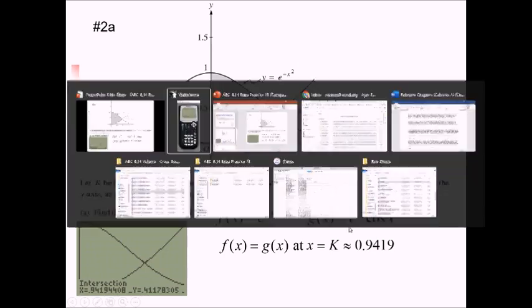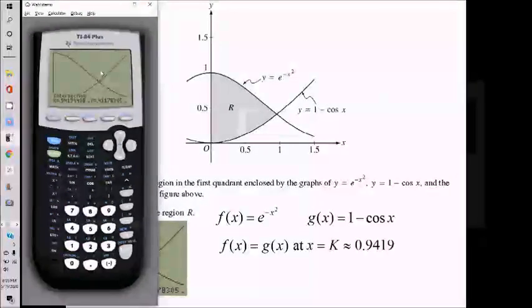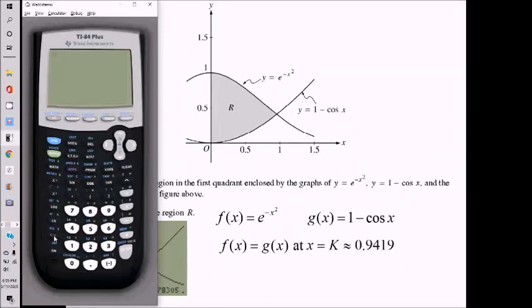And on my calculator, I'm also going to store that. So let me quit out of that screen. And I'm going to go to the store button. And I'm going to store the x value I just found as alpha k. So let's see, where's k? Right here. All right.